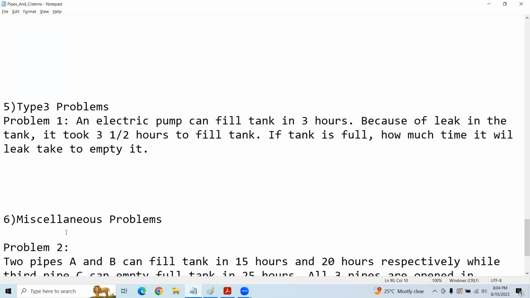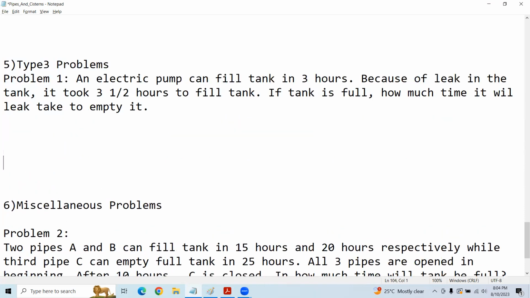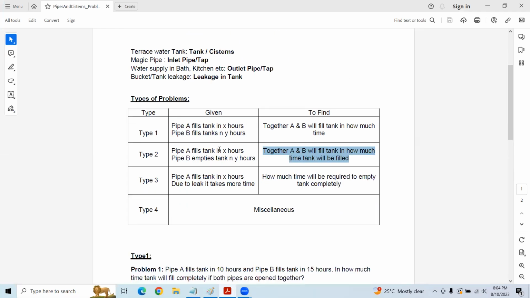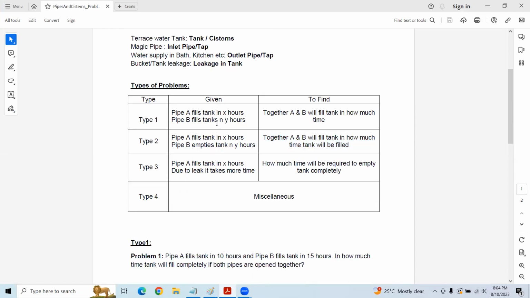Let's look at the type 3 problem. Let's understand the difference in type 1, type 2, type 3. In type 1, both were inlet, and they were asking if both are open, then how much time it will take. In type 2, one was inlet, one was outlet, and if both are open, how much time is it going to take. Now, here is the situation in type 3. Usually, pipe A is going to fill the tank in X hours. But due to leakage, it can be leakage in a pipe, it can be leakage in a tank.